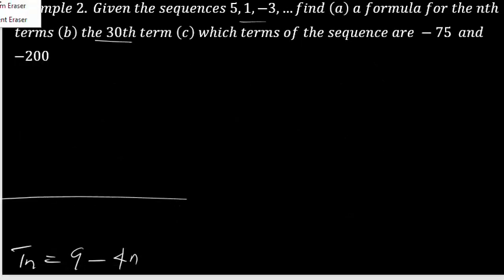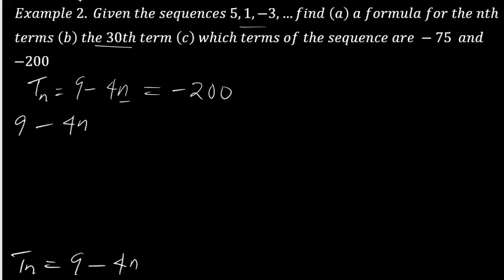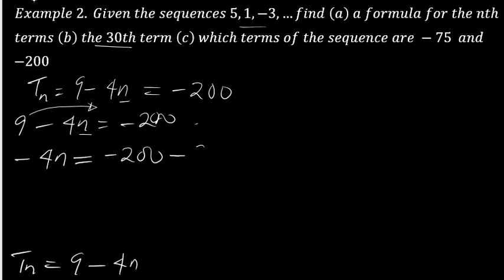So we have the value to be minus 200. The nth term is equal to 9 minus 4n. Let's assume the term where you have minus 200 is n. So that means 9 minus 4n is equal to minus 200. Now if we want to make n the subject of the formula, we need to remove this 9 here. To remove it, we move this 9 to the other side, becomes minus 9. So you have minus 4n equal to minus 200 minus 9. So that means minus 4n is equal to minus 209.